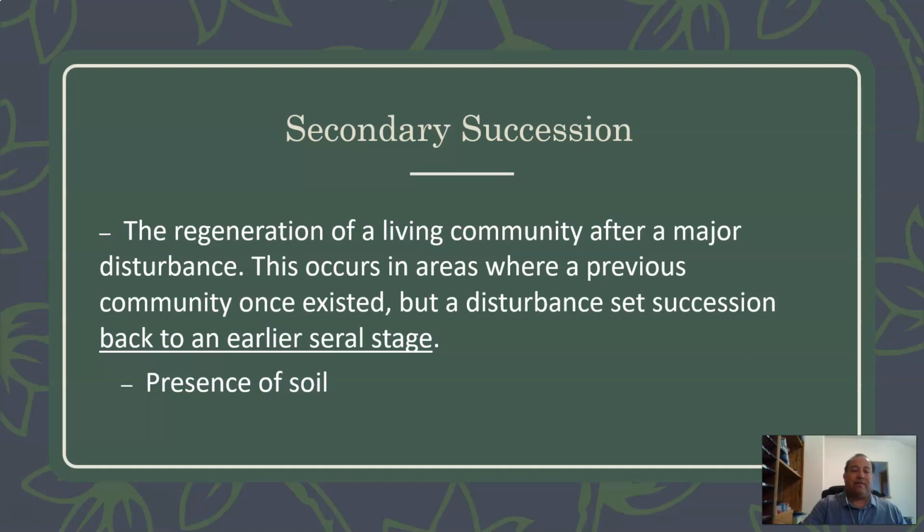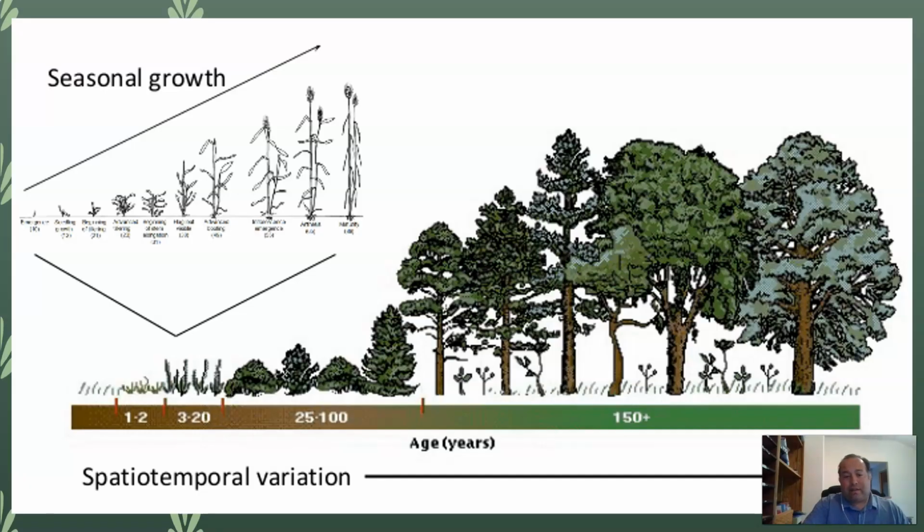If they didn't have soil, it'd be called primary succession, where we just start from bare rock. But most places on this planet now already have soil. So really, when we talk about succession, we're talking about secondary succession. And this is what we're talking about.